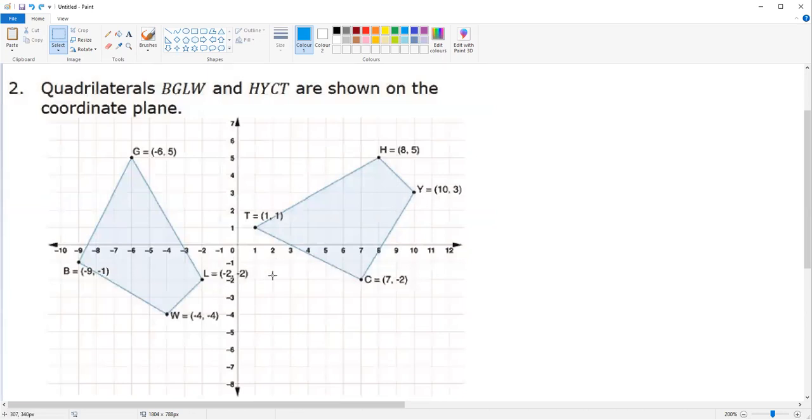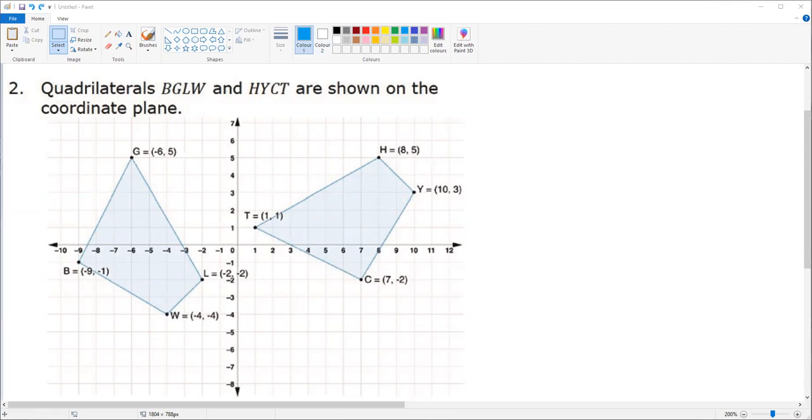Okay, so let's figure out how. You guys go ahead and pause the video real quick and see if you can figure out how you can transform these two. This is the pre-image, and this one's the after image. See if you can figure that out.